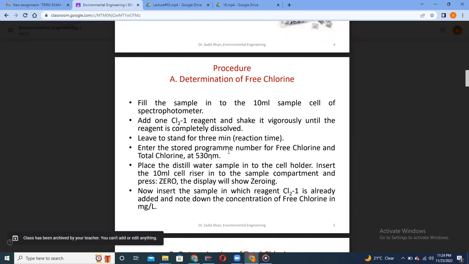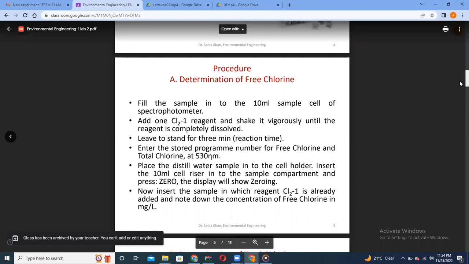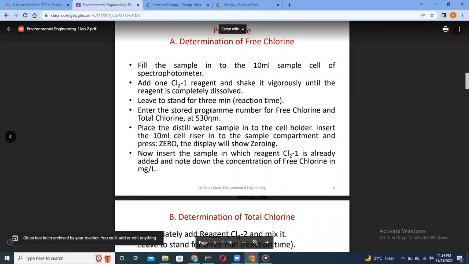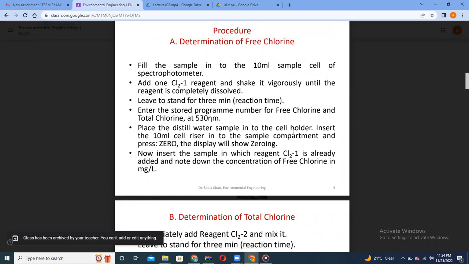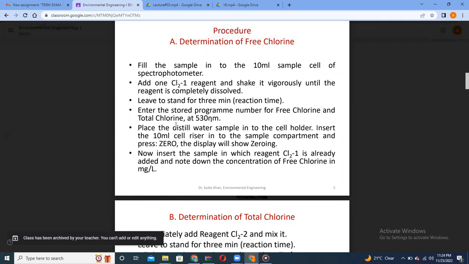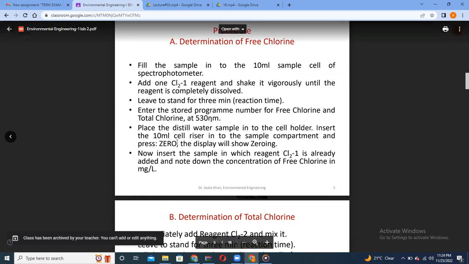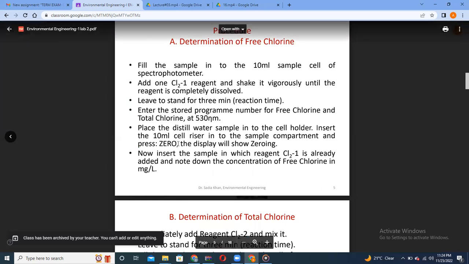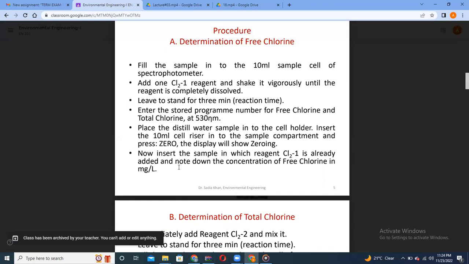Enter the stored program number for free chlorine and total chlorine at 530 nanometer. NM here means nanometer. Place the distilled water sample into the cell holder. Distilled water is the tap water. Insert the 10 ml cell riser into the sample compartment and press 0. The display will show 0 on the machine that we are using to determine the test.